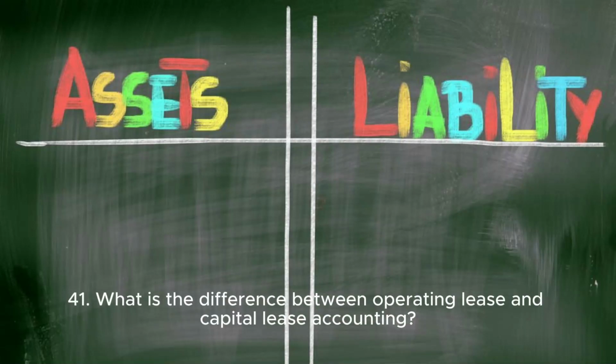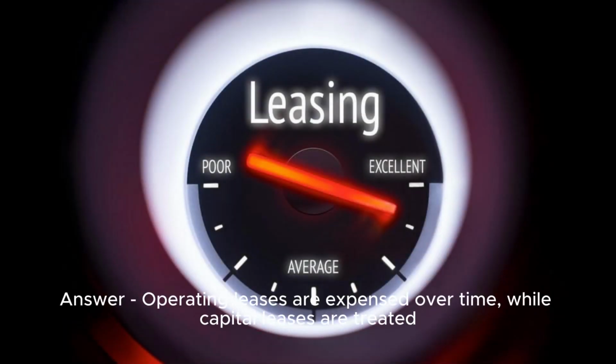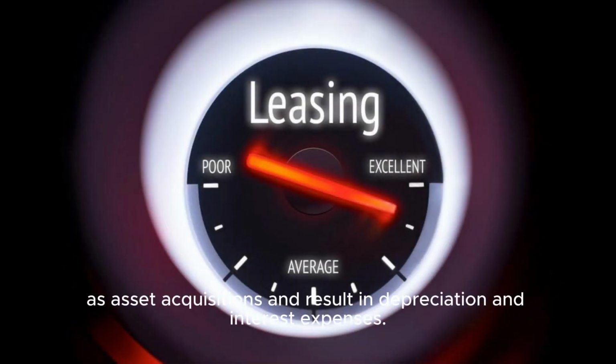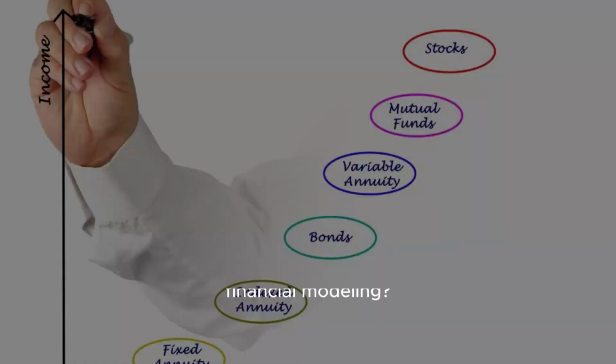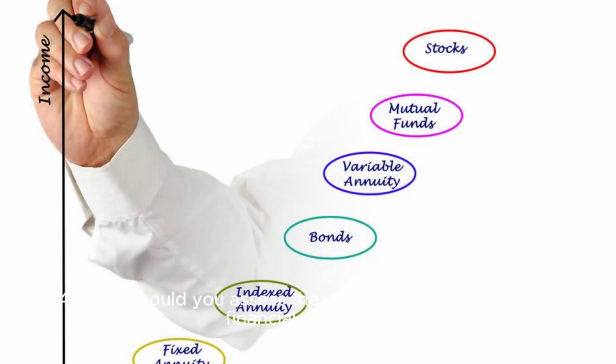41. What is the difference between operating lease and capital lease accounting? Answer: operating leases are expensed over time, while capital leases are treated as asset acquisitions and result in depreciation and interest expenses.